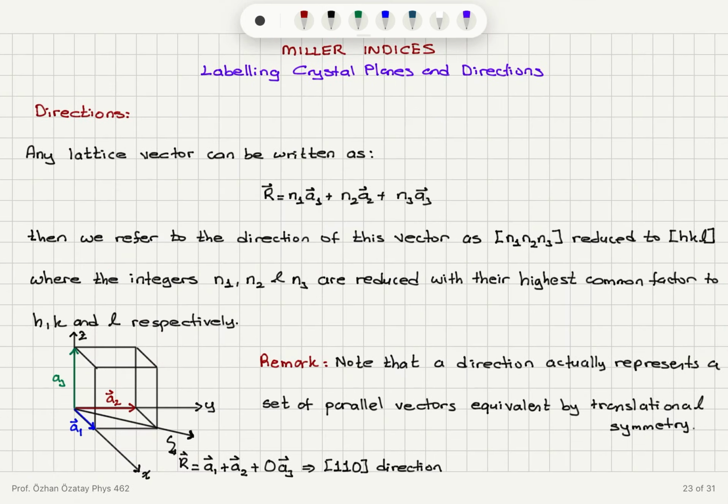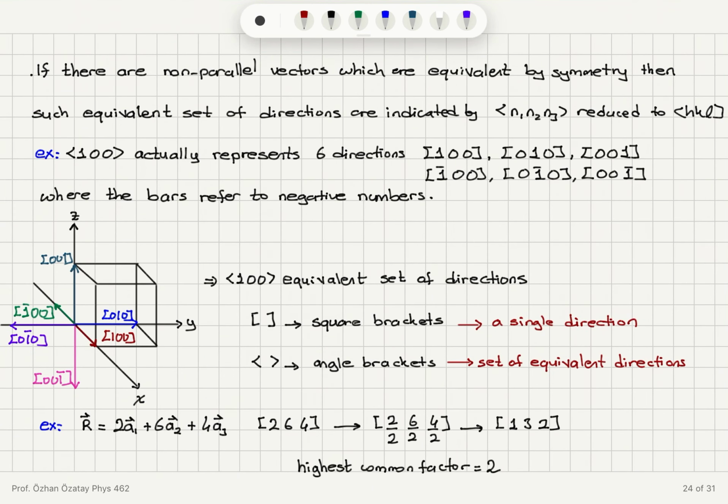1, 0 direction. And actually, if you look at the symmetry properties of the crystal, we will find that a direction actually represents a set of parallel vectors equivalent by translational symmetry. So we can refer to a family of directions that are equivalent by symmetry in a cubic crystal. If there are non-parallel vectors which are equivalent by symmetry, then such equivalent set of directions will be indicated by angle brackets. So that is angle brackets HKL. So this should be an angle bracket here, HKL.